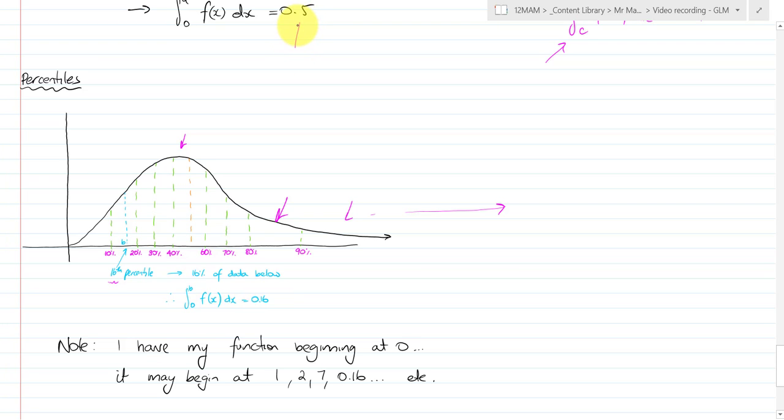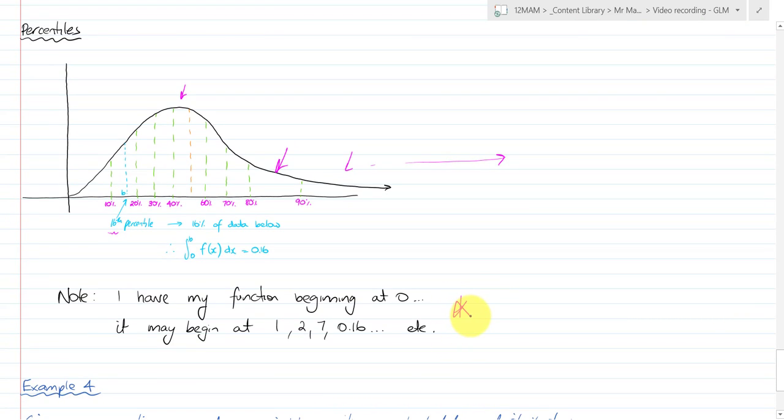So we use 0.5 for the median because that median is actually the 50th percentile. It's the middle of the data. The 16th percentile would be 0.16. And this is really important. I've started my function at 0. It could begin at 1, 2, 7, 0.16. It could begin at c, whatever.